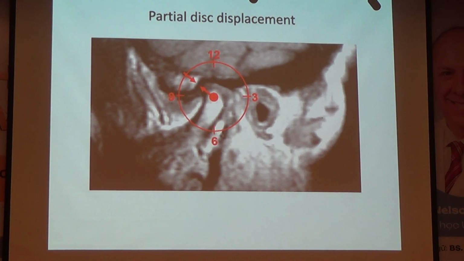Sometimes the patient does not have a click, but the patient makes this movement. So you see a zigzag, very short. Because the disc is already in front, in order for the condyle to jump the disc, catch and move, it needs a little jump to go.